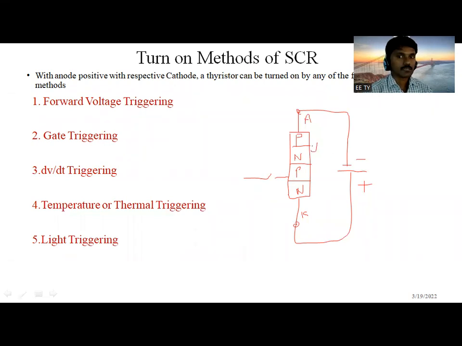So in this case, what will happen? Junction J1, junction J2, and junction J3. So what about the junction J1, is it forward bias or reverse bias? Okay, junction J1 is reverse bias, and junction J3 is also reverse bias. Clear? So due to the reverse bias junctions J1 and J3, there is no chance for current to flow from anode to cathode. Clear?